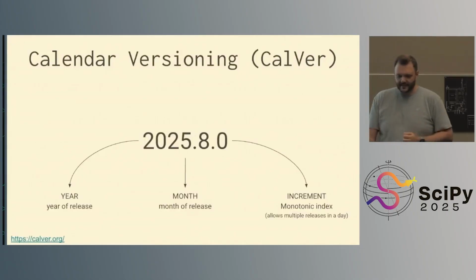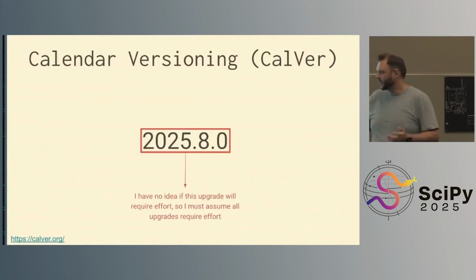And so I get grumpy about calendar versioning because you don't know how much effort it's going to be to adopt a new version. You just have to assume that every version change is going to be hard to adopt. Or at least I'm going to have to put some effort into understanding how hard it is. And you have to do it every single time.